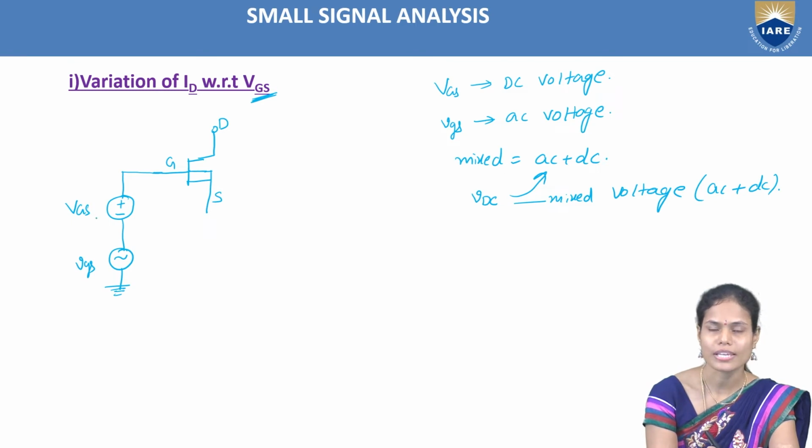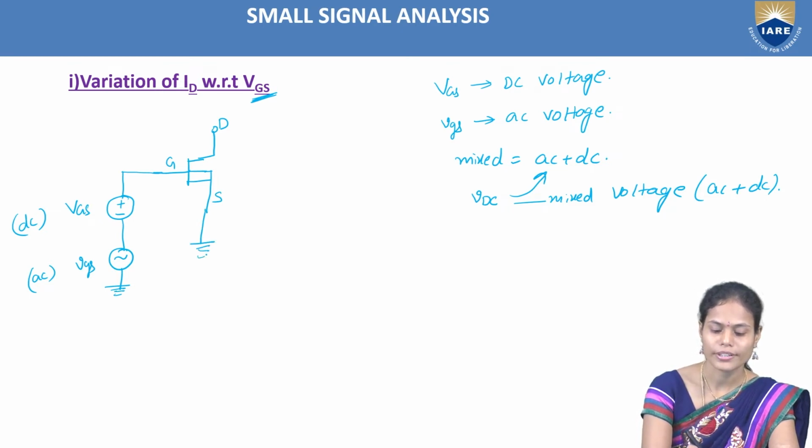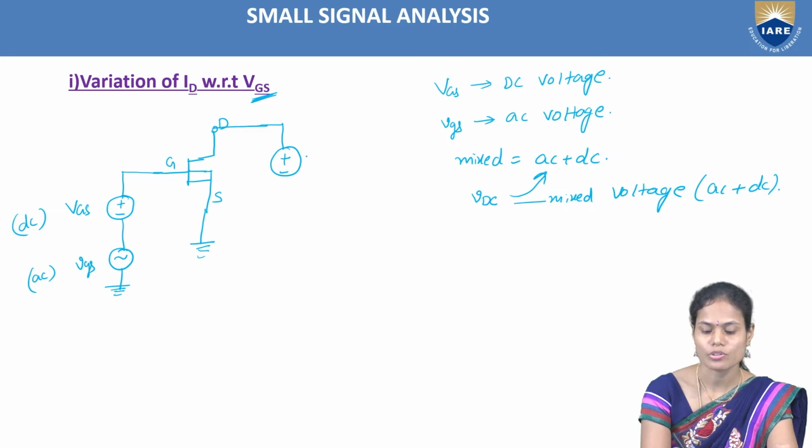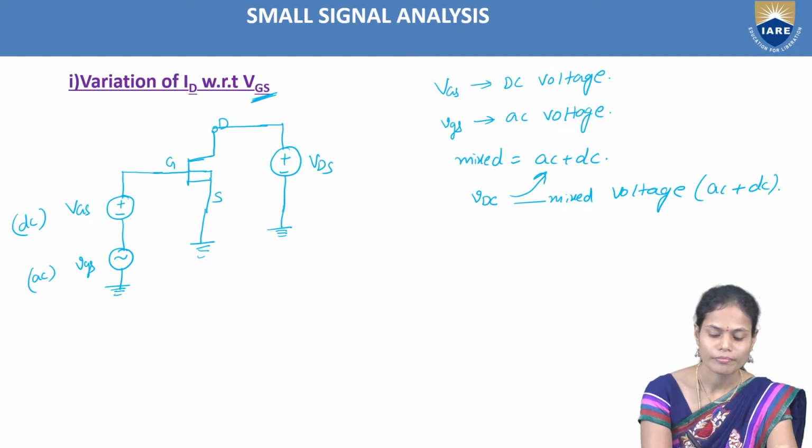So in this case, capital VGS is nothing but DC voltage and small vgs is nothing but the AC voltage. And correspondingly, at the drain, we need to provide the drain to source voltage also, but we have to maintain it as some constant value for this particular condition. VDS we are providing is again DC voltage and this should be constant.